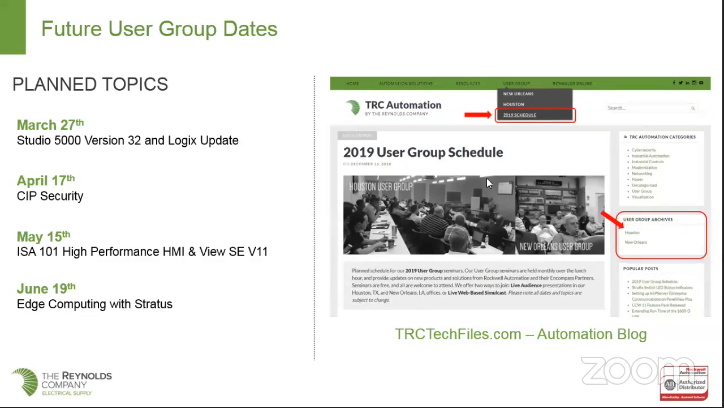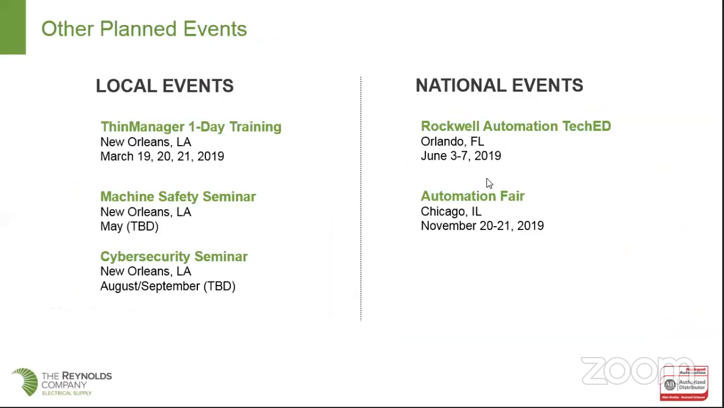And then going all the way out to June, which seems like forever away, we're going to have Stratus come in and talk about edge computing with their little ZTC edge server. It's a pretty cool product. So that's how we're filling up. Of course, the whole schedule is up there on our automation blog site, as well as all of our archives for both Houston and New Orleans.